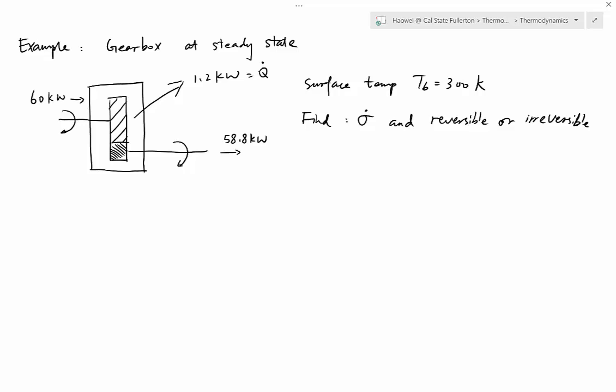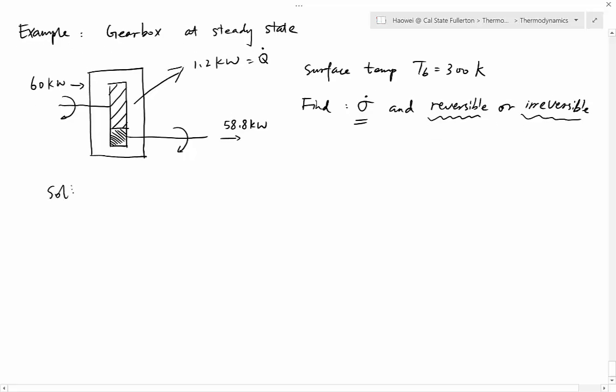So now you can see the energy balance is satisfied. Total energy going in is 60, and total energy leaving is 1.2 plus 58.8 equal to 60. So 60 goes in and 60 comes out. So now energy conservation is correct. Okay, and don't forget we're looking for sigma dot. The name of sigma dot is entropy production rate, how quickly entropy is produced. And then from the number you can tell if the process is reversible or irreversible.